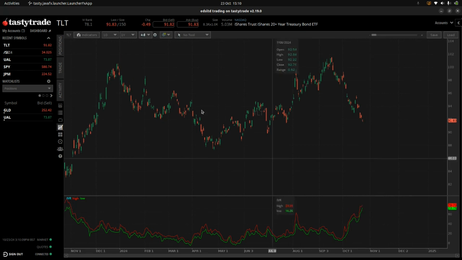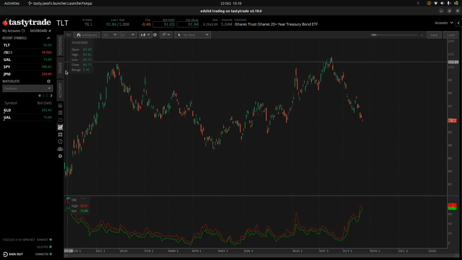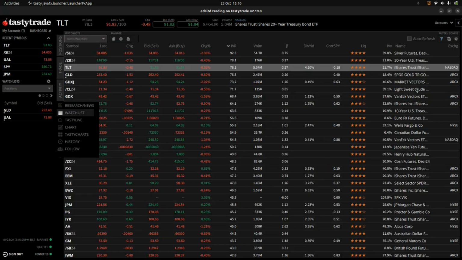So TLT is looking very nice. It's trading at about just under $92, so we should be able to get a respectable premium out of it. And if I remember correctly, it had an absolute IV level of about 21.7% there. So all in all, TLT is generally quite nice to trade. So let's just have a look at TLT.